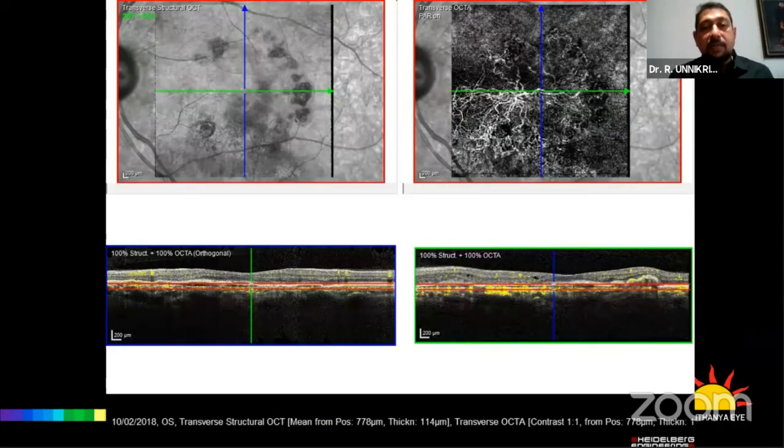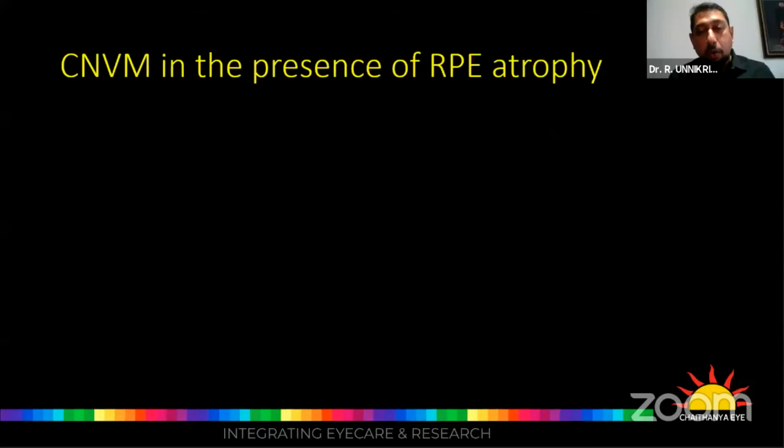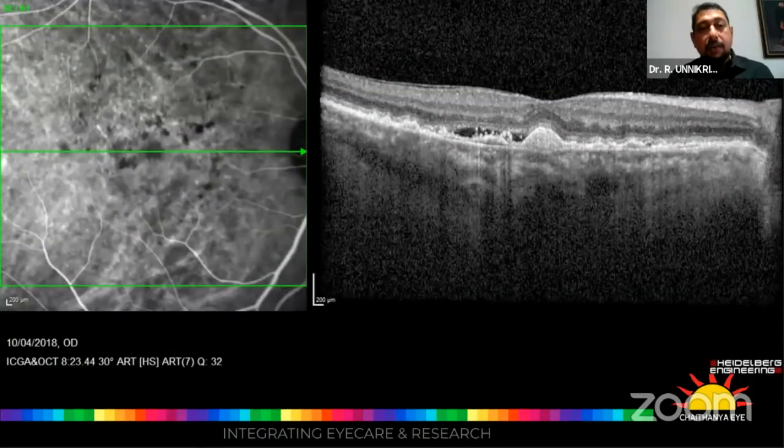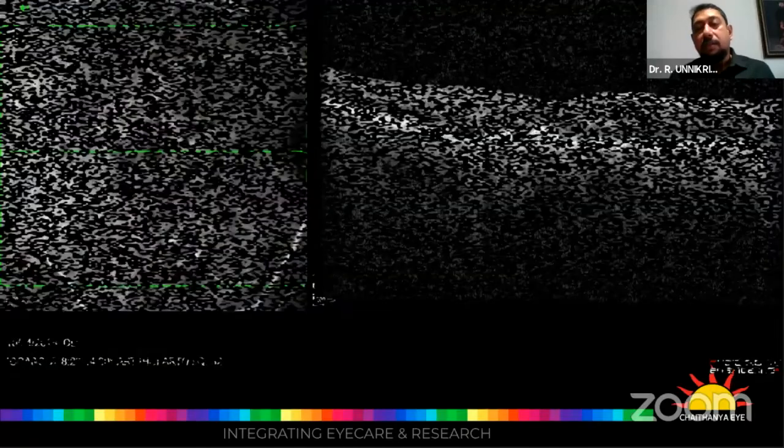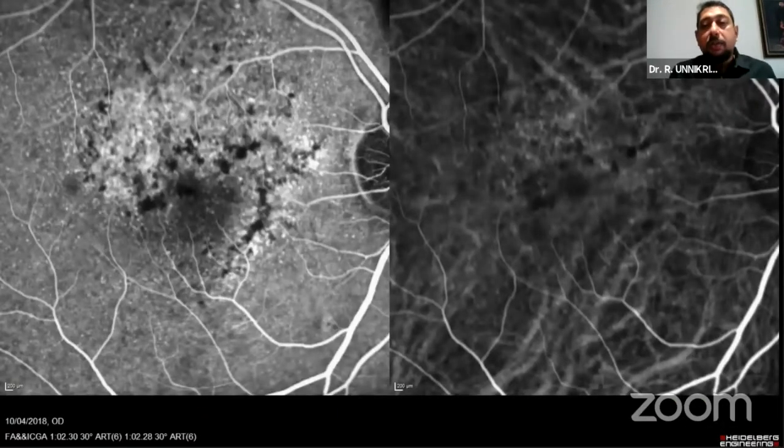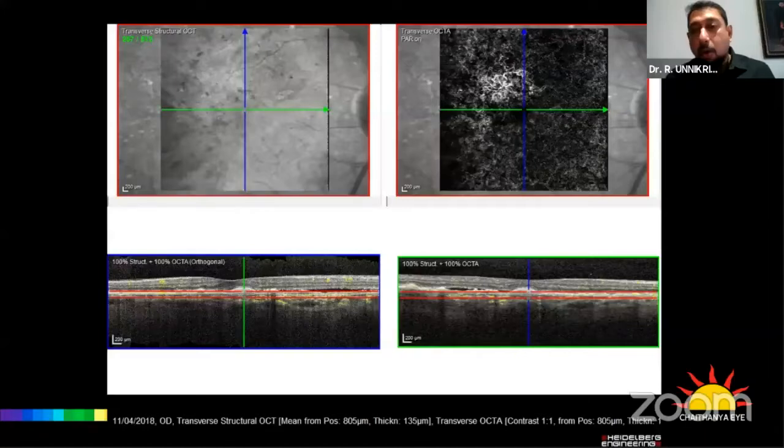So in the presence of RPE atrophy, this is a patient with RPE atrophy, you know there is some sort of activity, but there is a total masking. You don't see any activity because of the RPE changes. The angiography is simply not good enough to tell you what is happening underneath, but the OCTA shows a wonderful vascular net highlighted at this particular position. So these are advantages that are really derived from the OCT angiography.